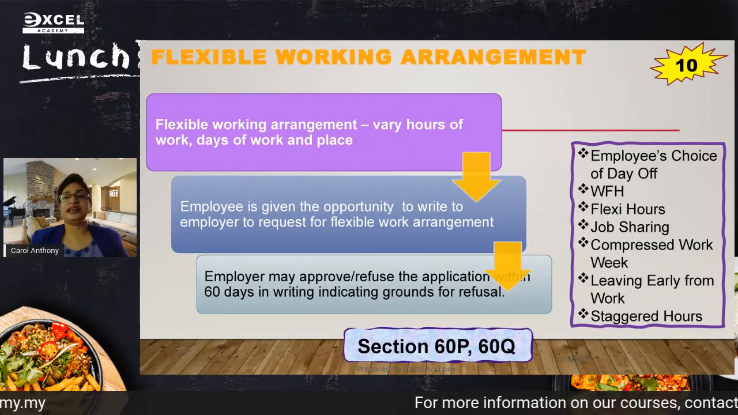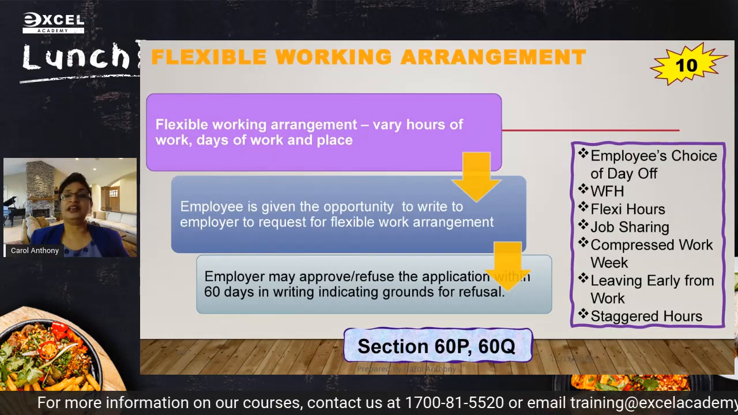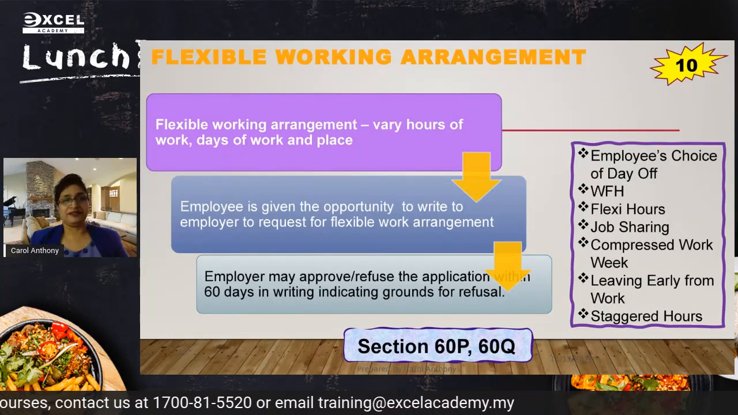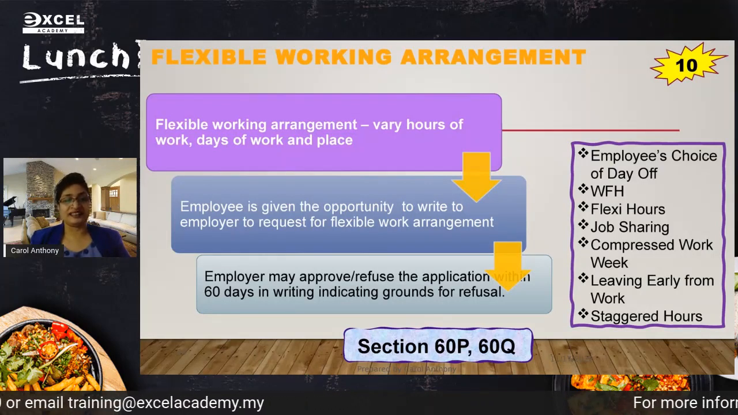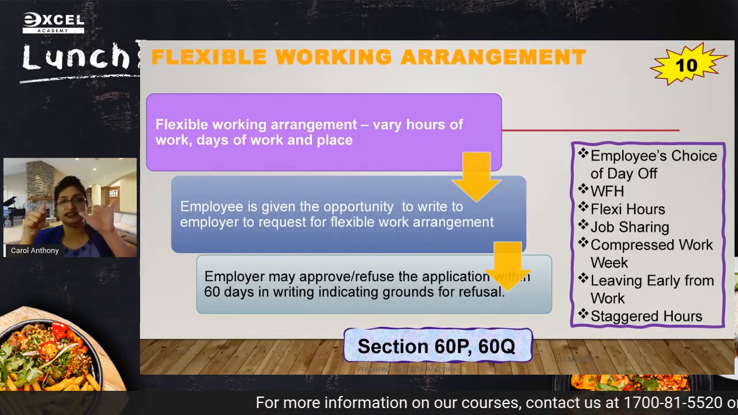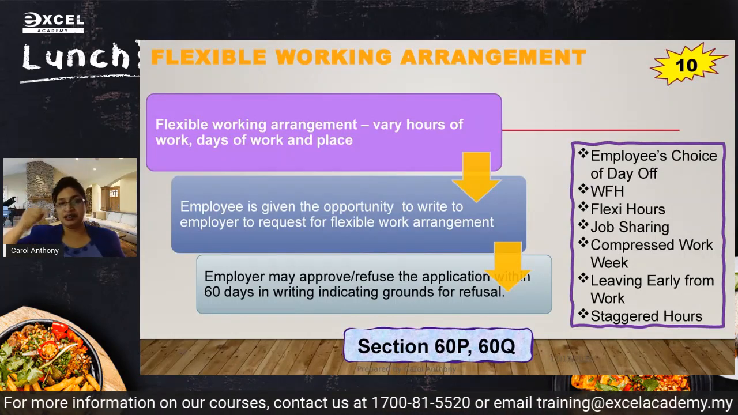So for example, they can write in to say that I want to work from home every day, Mondays to Fridays, 9 to 5. So I don't want to come to the office anymore, right? For example, if they write in, the employer has up to 60 days to reply to that. 60 days, not 2 months. You need to count the days.